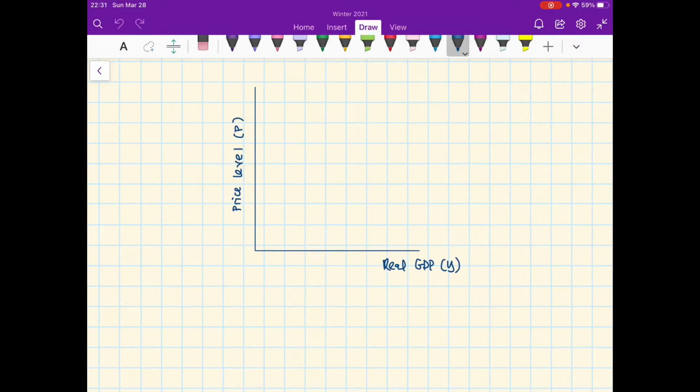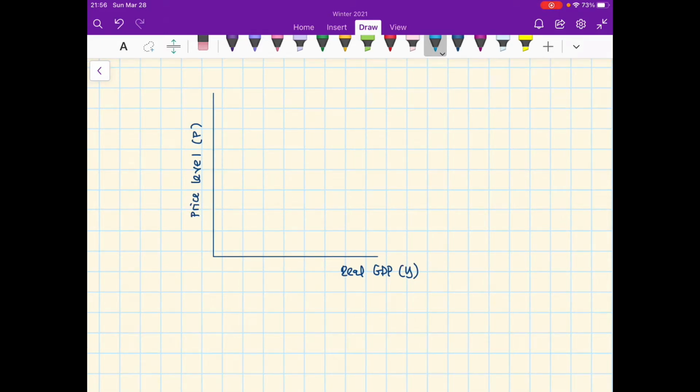The AD-AS model shows the relationship between price levels and real GDP. The price level is the price level in a national economy and is measured by a price index such as the GDP deflator or CPI. What the AD-AS model will help us understand is the changes in the business cycle and how certain events can affect real GDP and inflation within an economy.